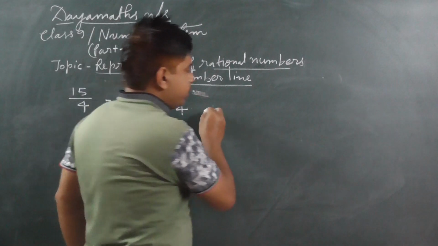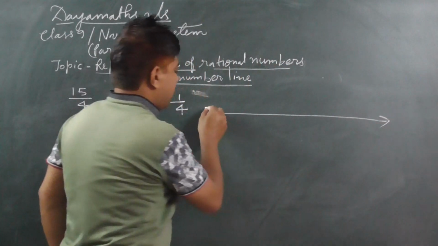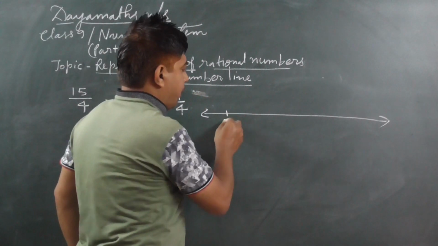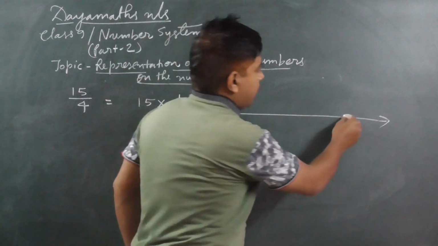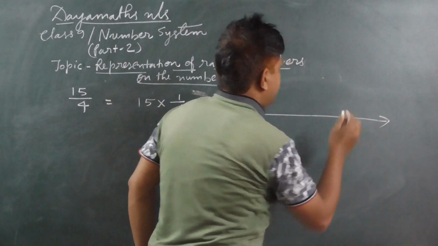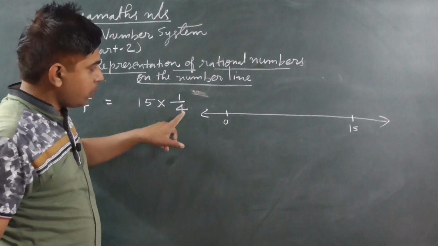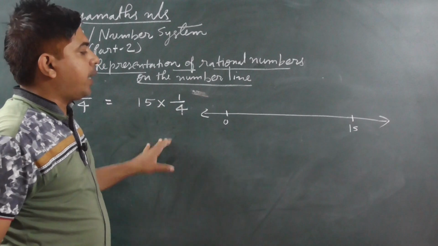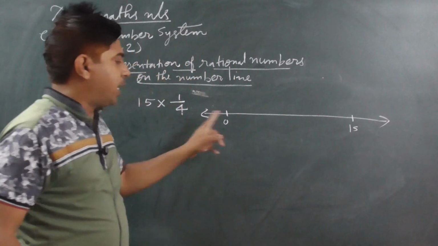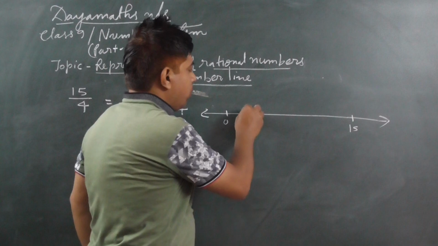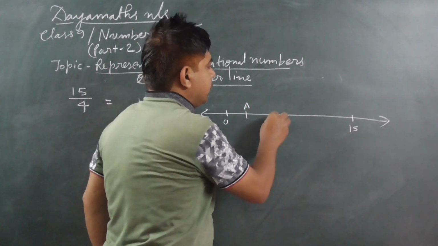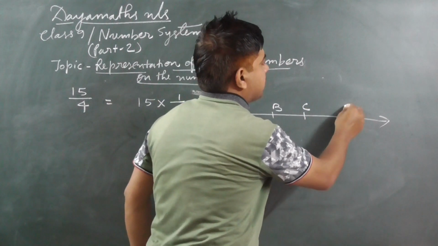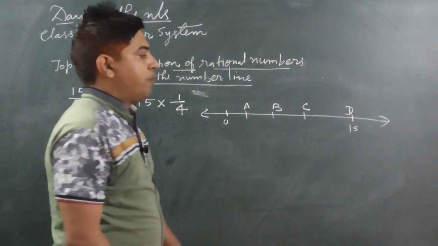So just draw a line, give arrow from both sides and take 0 to 15. 0 I have taken here. Now the final position is 15. Now we have to take 1/4 of 15. So for 1/4 we have to divide this part into 4 equal sections. So first part, second part, third part, and the last part will lie on 15.